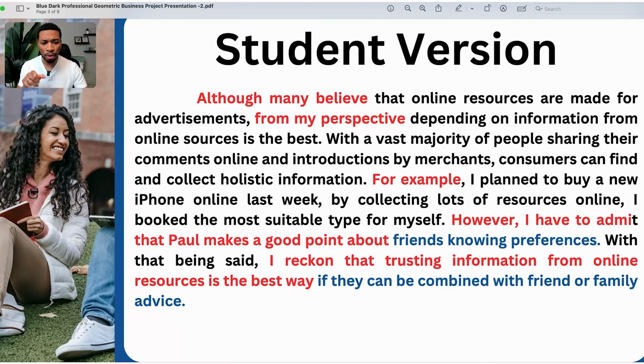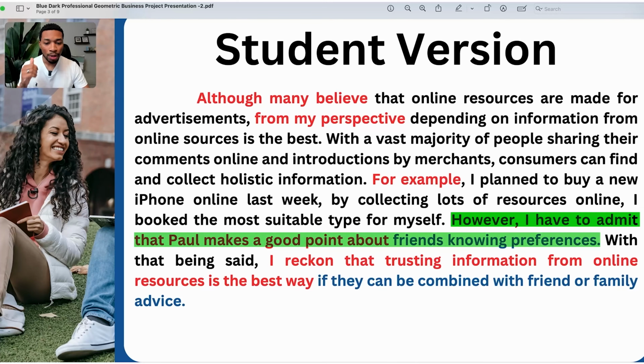The explanation does have a pretty long sentence, but it can be a little bit longer, and the proof as well. All right, let's see what they mention about the other guy. "However, I have to admit that Paul makes a good point about friends knowing preferences." Okay, very good. "With that being said, I reckon that trusting information from online resources is the best way if they can be combined with friend or family advice."